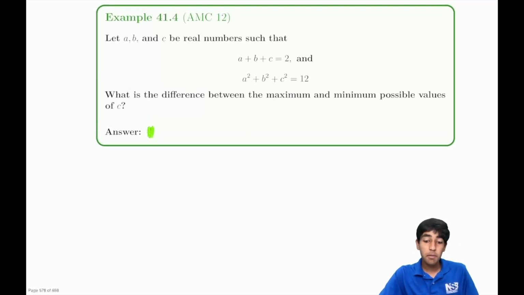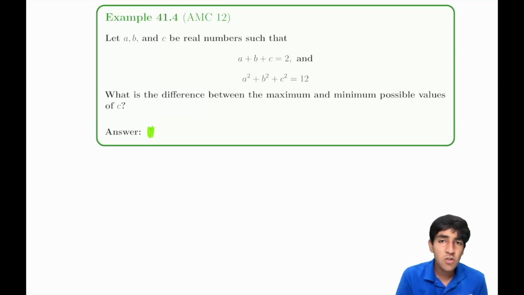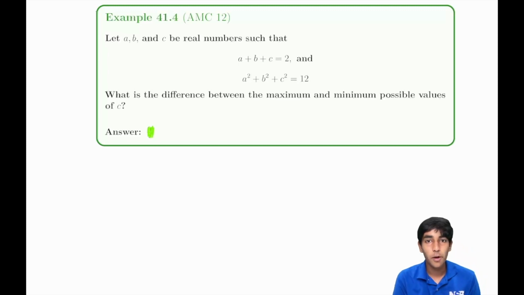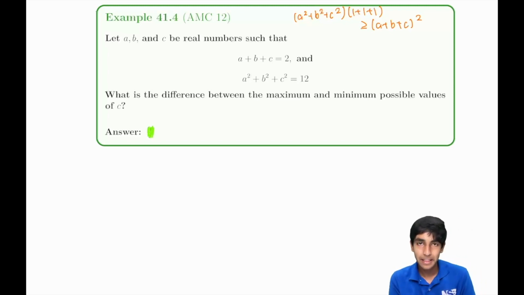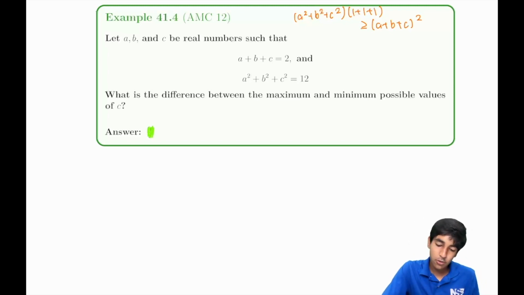Let's now take a look at this problem from the AMC 12 that uses Cauchy-Schwarz. Let a, b, and c be real numbers such that their sum is 2 and the sum of squares is 12. What's the difference between the max and min value of c? So one thing that Cauchy-Schwarz could tell us is that this is greater than or equal to this. Because a squared times 1 is a squared. The square root of that is a.